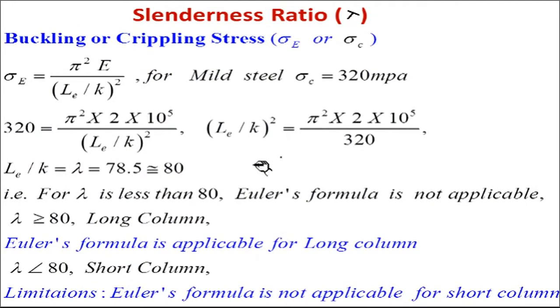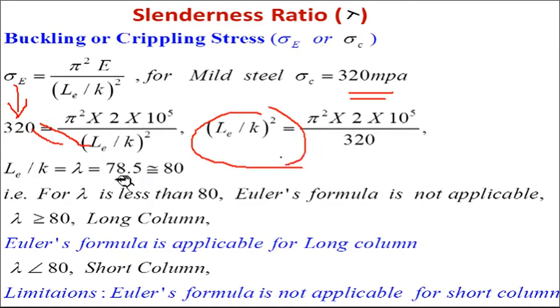For mild steel, the value of sigma c is 320 MPa. Sigma c means the critical stress or Euler stress. Here you have to replace it with 320. Pi square into E, 2 into 10 to power 5, LE by K as it is. Take LE by K to this side, transfer this 320 here, and solve this, you will get LE by K. LE by K is nothing but lambda. By solving this you will get the value of lambda as 78.5, which is approximately 80.